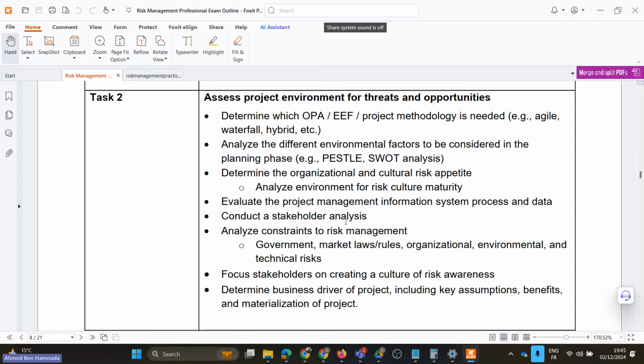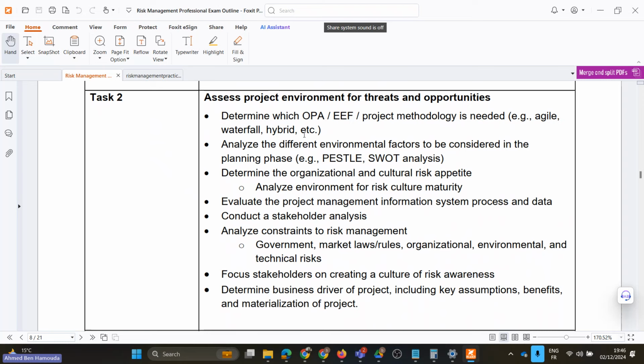Now, here we will determine which of the organization's process assets, enterprise environmental factors, or project methodology are needed. So how would we like to manage this project? Is it going to be agile? Is it going to be waterfall? Is it going to be a hybrid? Okay. For managing the risks in this project, we also need to analyze the different environmental factors which will be considered in the planning phase.